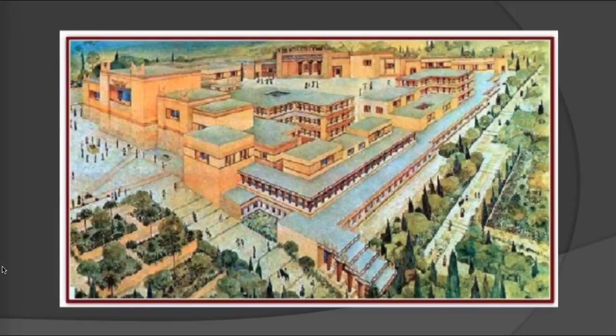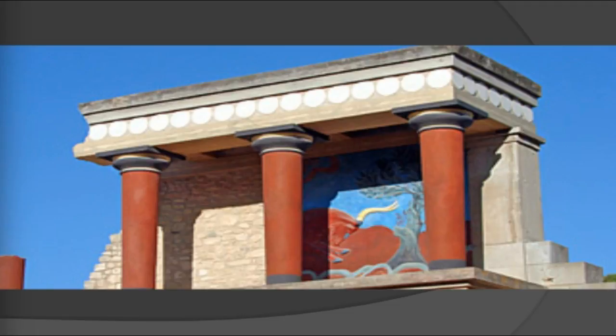This means it was very easy to get lost in. It also didn't really require any fortification because the naval power of the Minoans was so strong. But it also had a specific kind of column, the Minoan column, that is tapered at the base and then widens at the top. These are usually colored. We think of them as red specifically because of the artifacts that we have left.